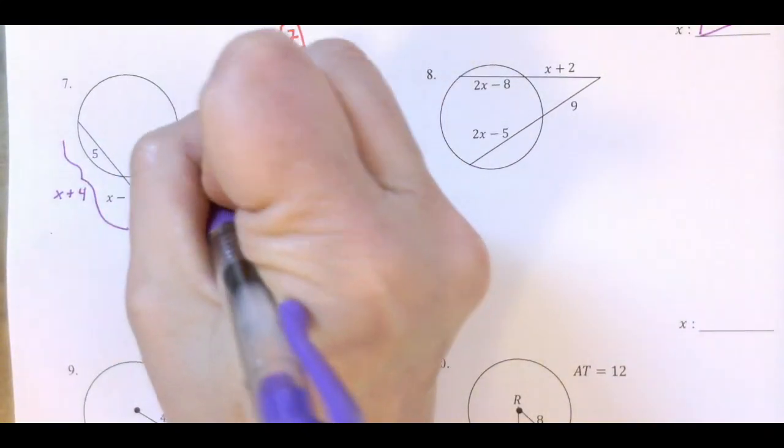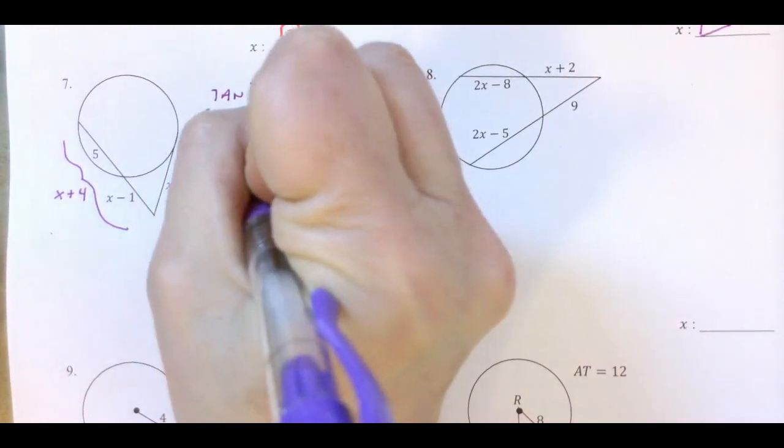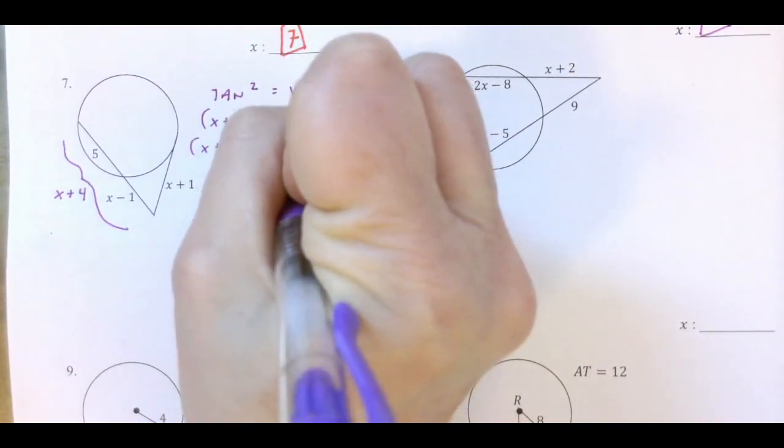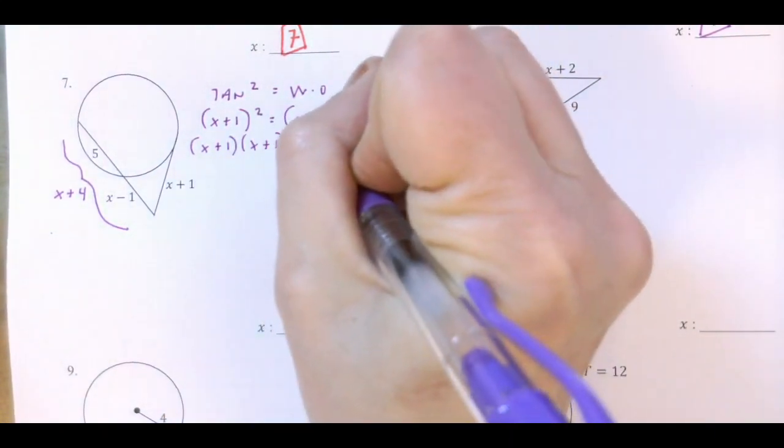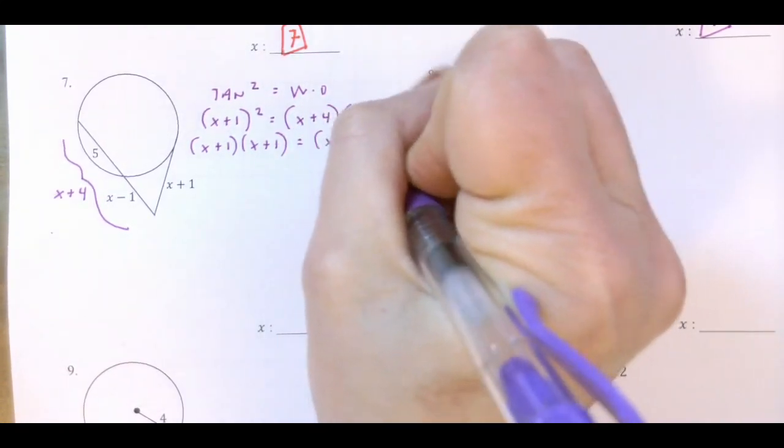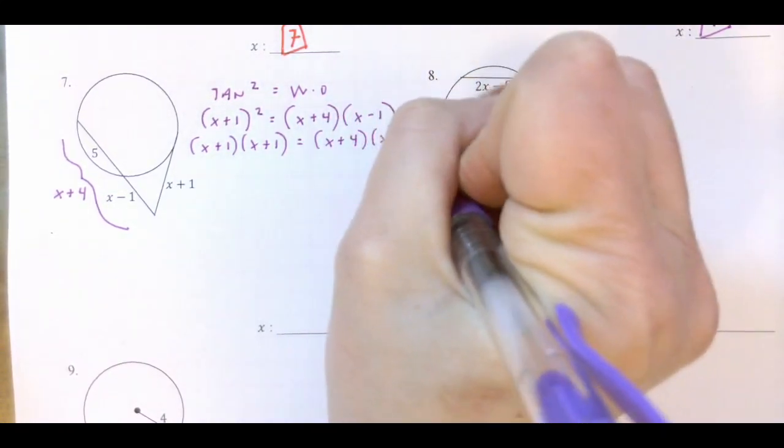So here I'm going to have to multiply that out. So I'm going to write it out as a pair of binomials where I'm going to FOIL it. And then I have to FOIL out the other side as well.